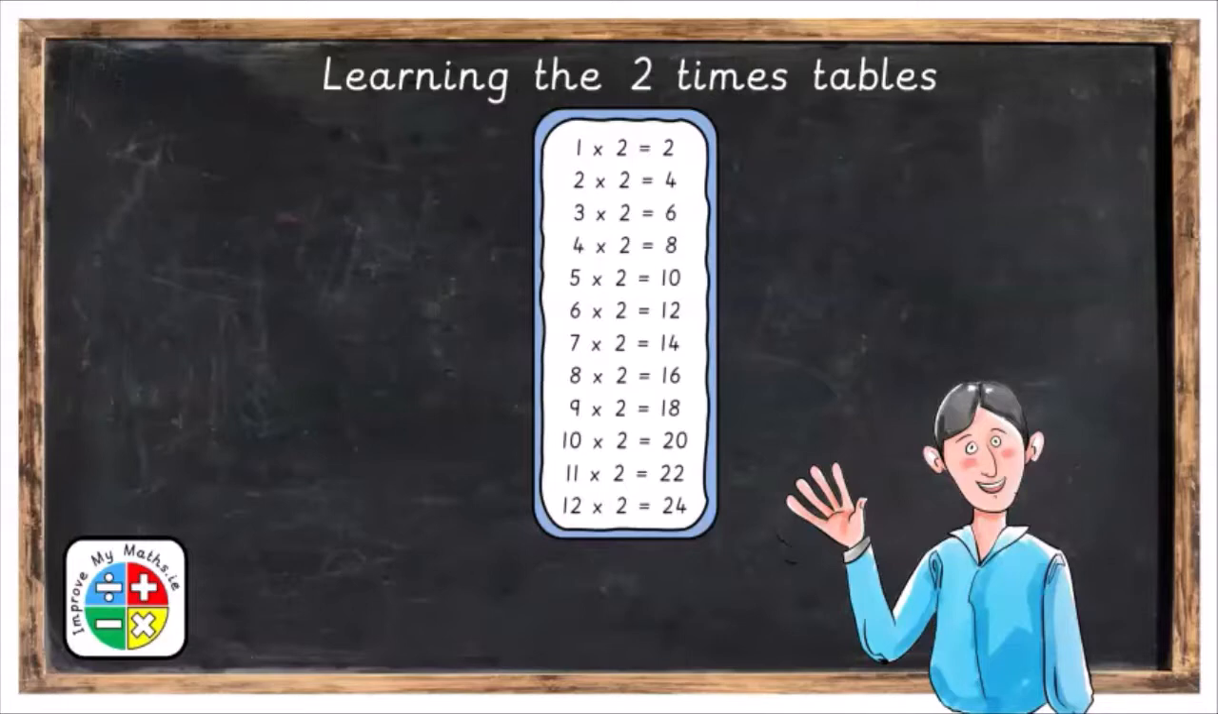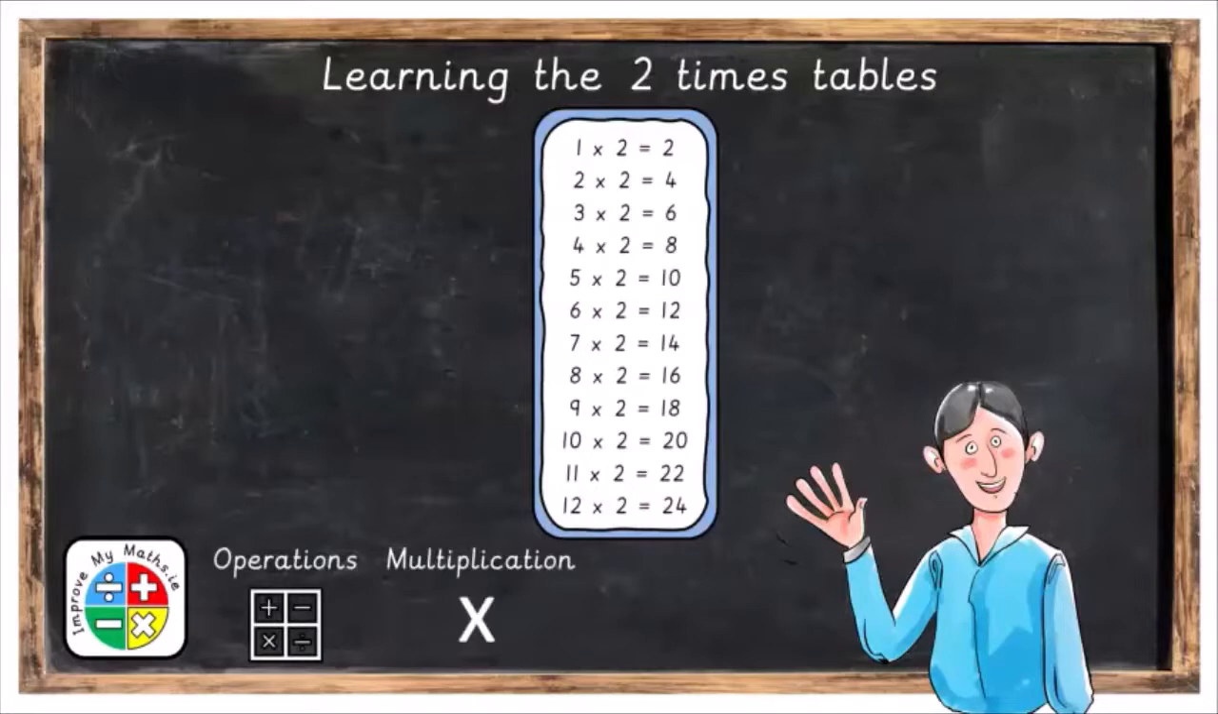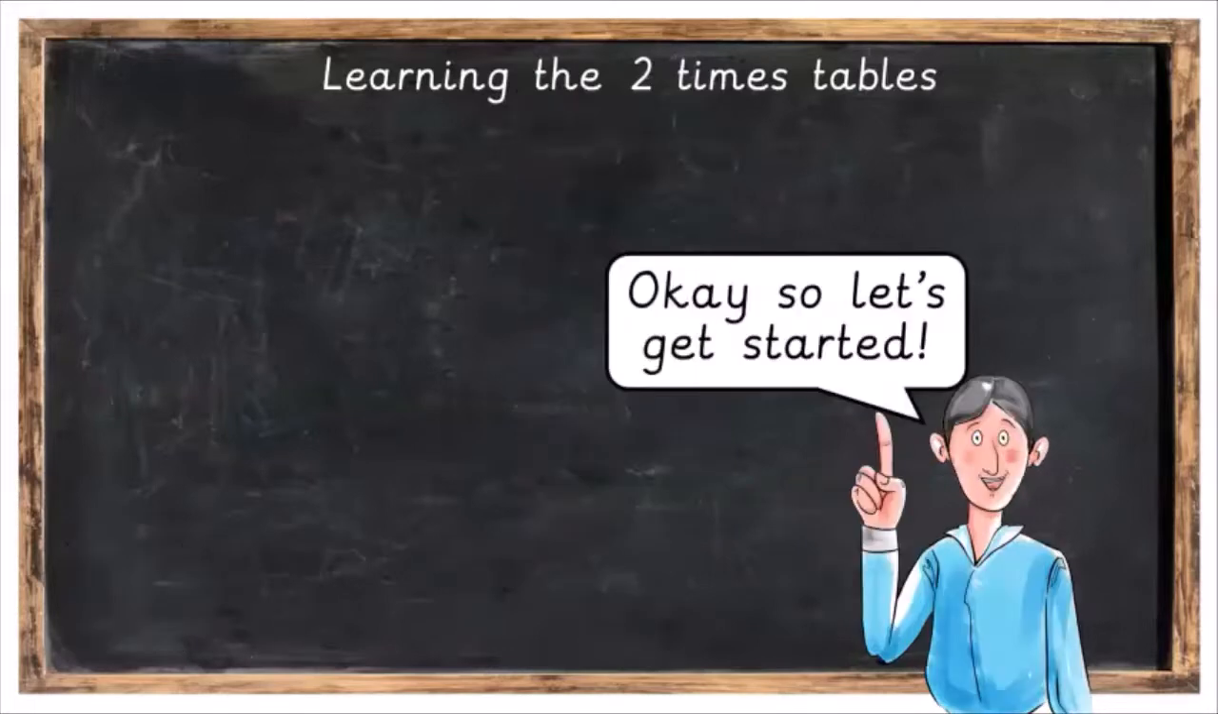Hi everyone. In this lesson we're going to be learning the 2 times tables. This topic is part of the operations and multiplication area of maths and it's suitable for children who are 8 years and older. Okay, so let's get started.